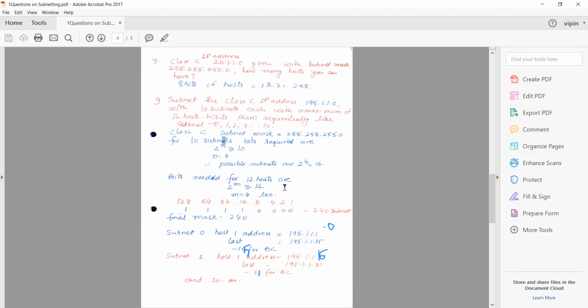Now the bits needed for 12 hosts are 2 raised to the power m, which is greater than or equal to 12. So m equals 4 again. Now, for the last octet, we have to finalize which are my subnet bits and which are my host bits. So the first 4 bits are subnet bits, so they are 1, 1, 1, 1. If I add these numbers, the sum will be 240. So my subnet mask will be 255.255.255.240.